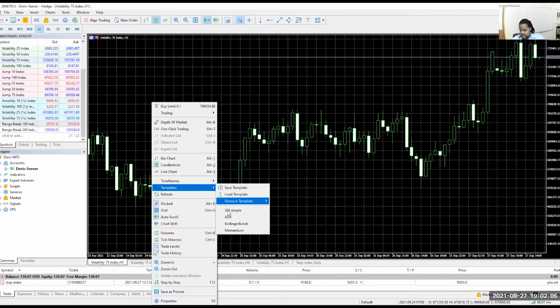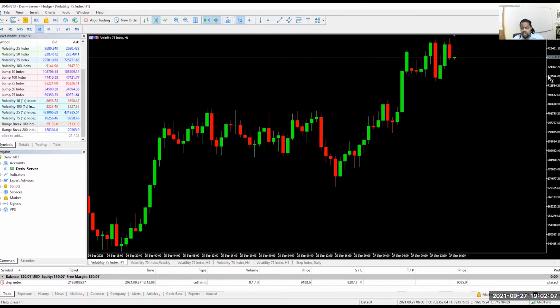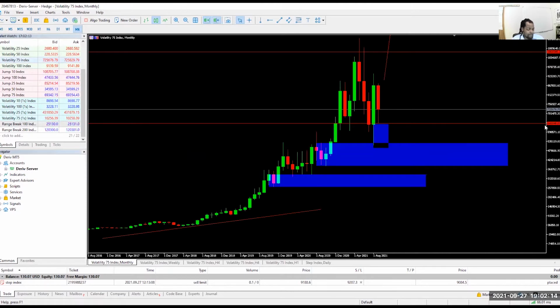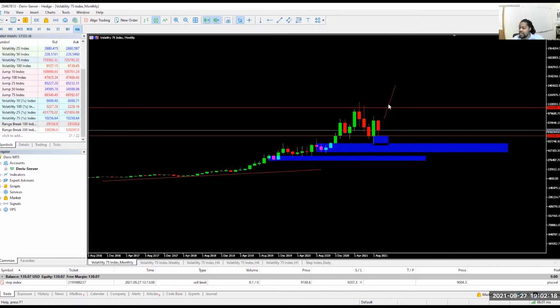So you just quickly put on my template. I just like candlesticks in a particular way. So this is what it looks like on the M. There we go. I've just been looking. I haven't done much without you.